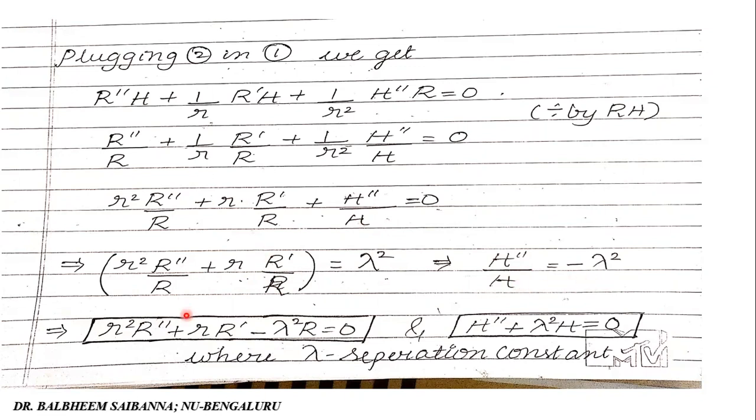Then from this one, taking the right hand side as 0, we get r square R double dash plus r R dash minus lambda square R is equal to 0. And from the other equation we get H double dash plus lambda square H is equal to 0. What is lambda? Lambda is a representation of constants.